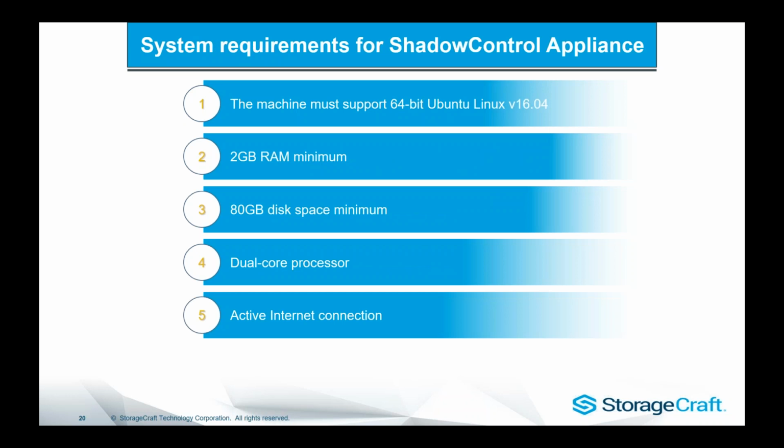But in terms of the ShadowControl appliance, the requirements, really it just needs a machine that can support Ubuntu Linux. That's our latest version. It's running on version 16.04 of Ubuntu. So particularly if you're looking at a physical machine that you want to install it on, otherwise, Hyper-V, VMware, or in the cloud, it's pretty straightforward. Just needs 2 gig of RAM minimum, 80 gig hard disk space.